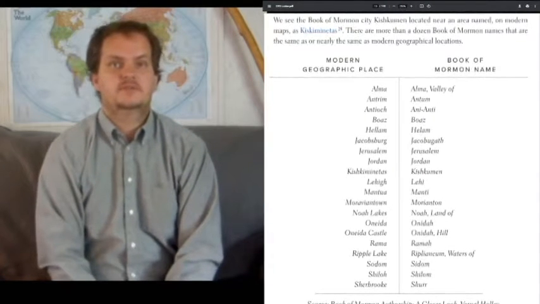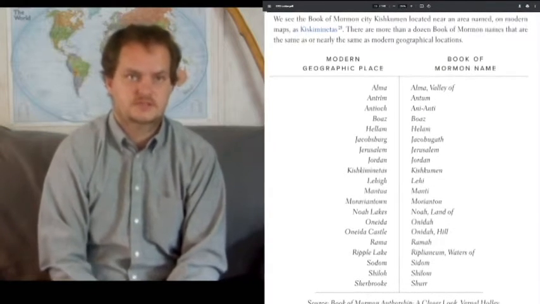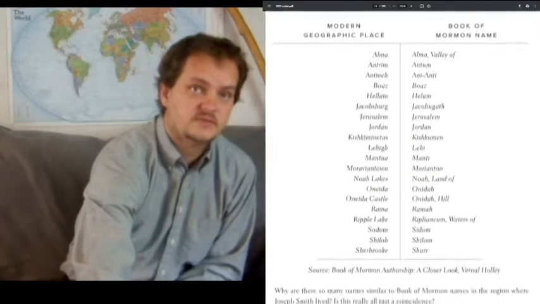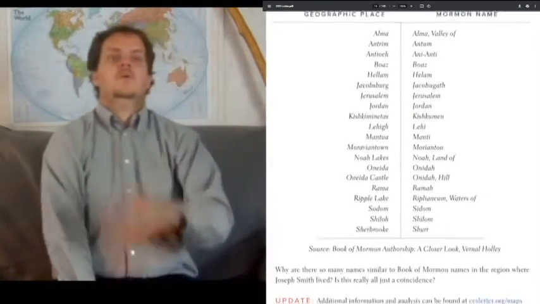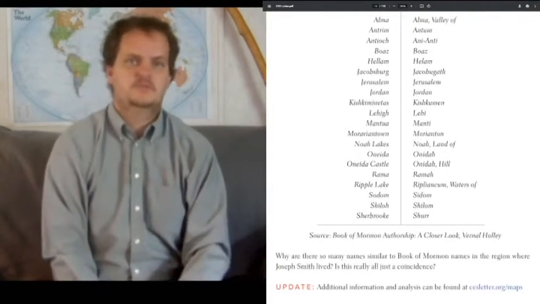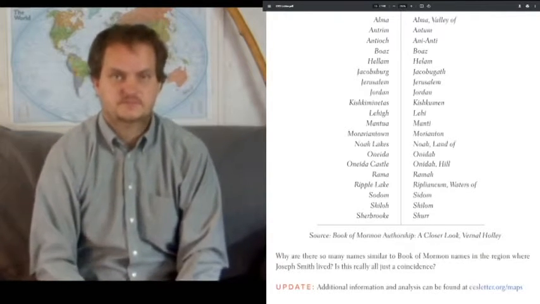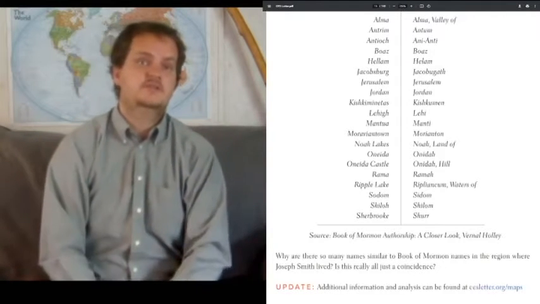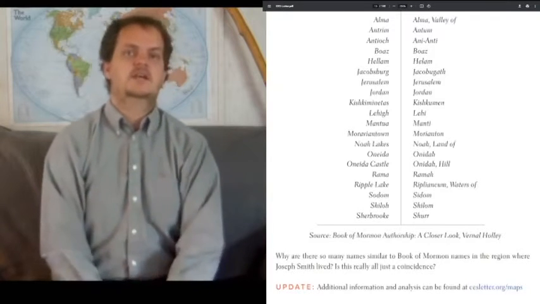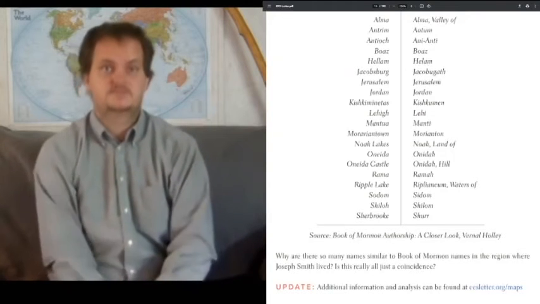There are more than a dozen Book of Mormon names that are the same as, or nearly the same as, modern geographical locations. Okay, and they provide this table of modern geographic place names and Book of Mormon names. And then they conclude with this question: why are there so many names similar to the Book of Mormon names in the region where Joseph Smith lived? Is this really just a coincidence? And they do mention an update, that additional information and analysis can be found at the given link, which is just another page on their website.